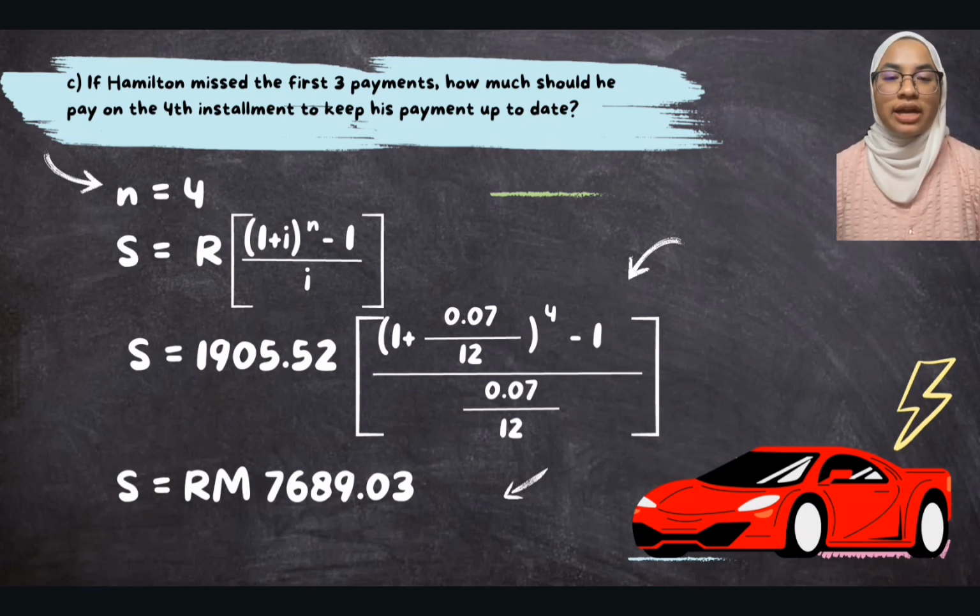And we can say that the N value is 4. We will use the S equation for this question because we need to find the sum of money at a specific time. The equation is shown in the slide. After that, we will substitute all values into the equation and we will get S equal to 7,689 ringgit and 3 cents.